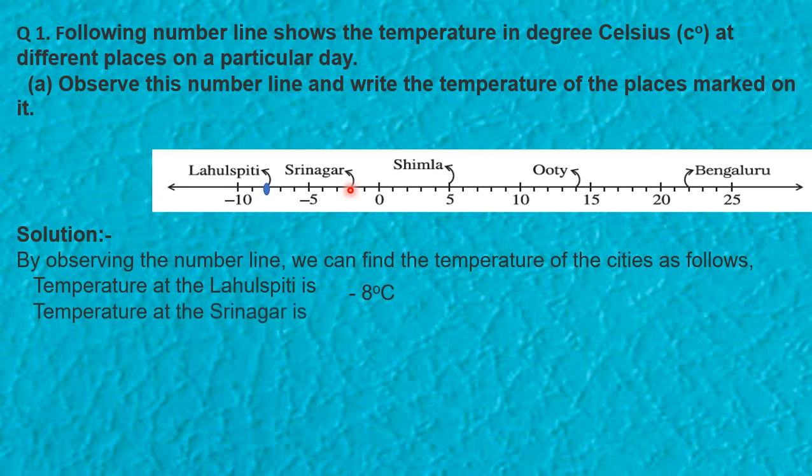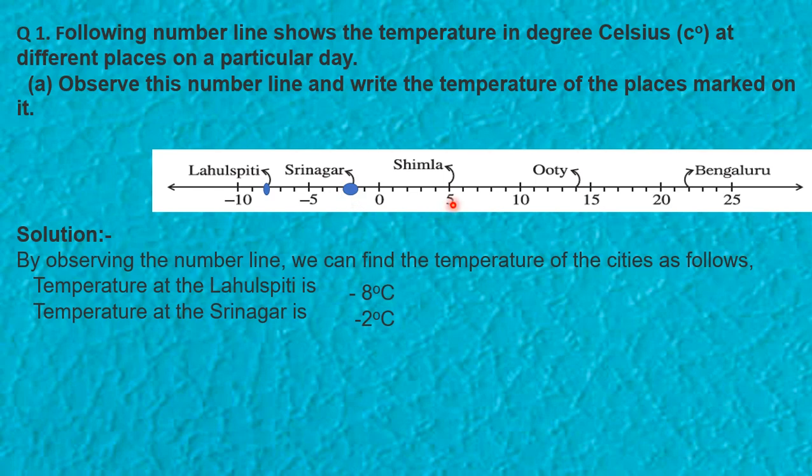Similarly, the next city is Srinagar. We have to find the temperature of Srinagar. Here, Srinagar is shown on the number line on the left side of 0. So after 0 we have to count: 1 and 2. That means we can say the temperature of Srinagar is -2 degrees Celsius.